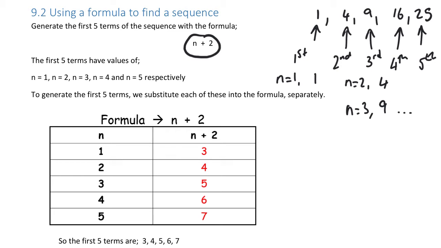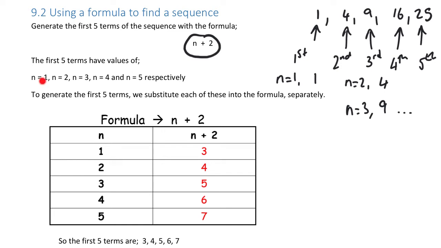So what we need to do to generate the sequence, if we're given a formula, is substitute the n value into the formula. So if we're looking at the first term, we'll do n equals 1. If we're looking at the second term, it's n equals 2. The third term, n equals 3. Fourth term, n equals 4. And fifth term, n equals 5.